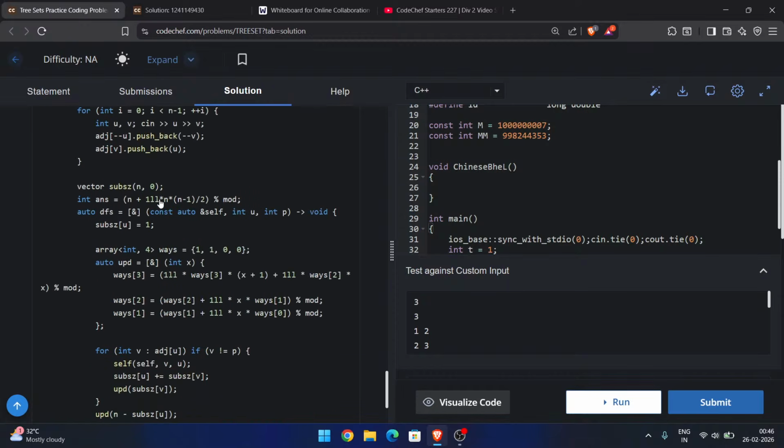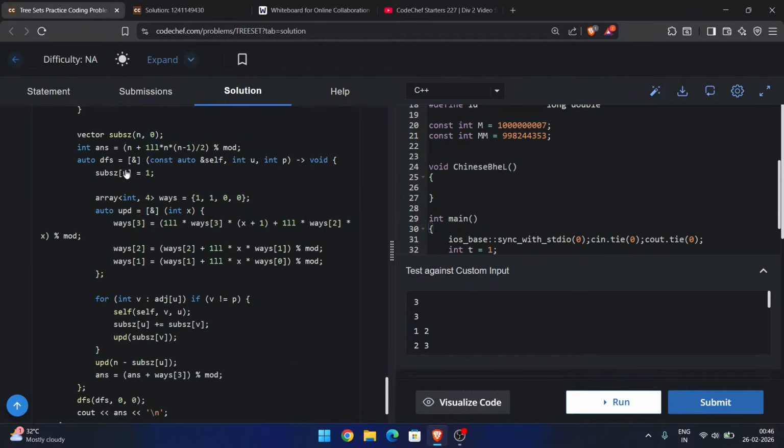In this code also you can see, he is adding n. So n is for everything with size 1. For everything with size 2, it's n into n minus 1 by 2. Now he has written a code for DFS.